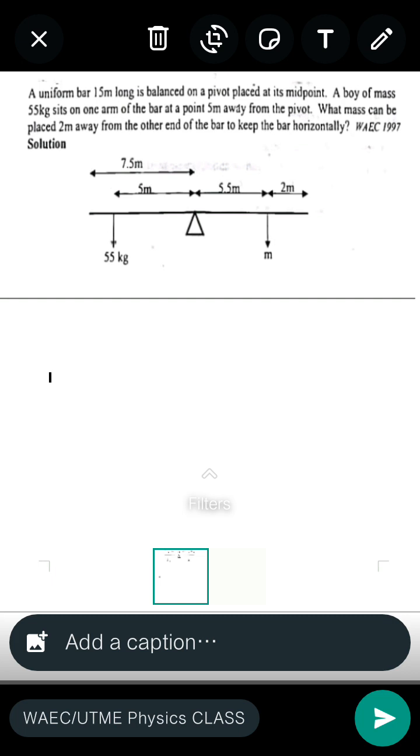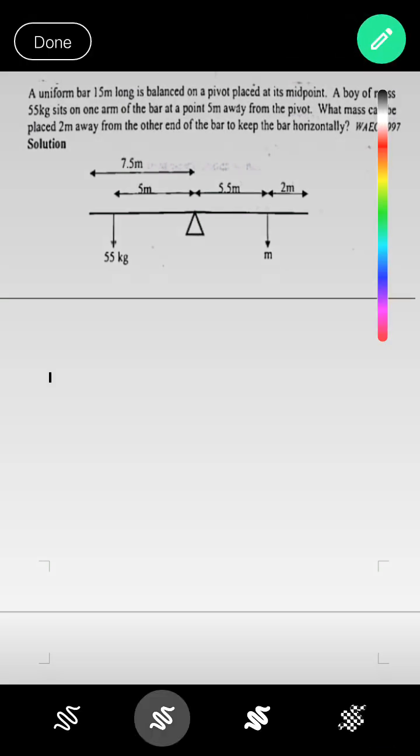So normally the question will not provide the diagram for you. You have to draw the diagram from the question. So a uniform bar 15 meters long. So the whole length of the bar from this end to this end is 15 meters. It is balanced on a pivot placed at its midpoint.